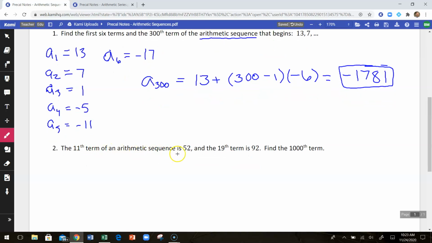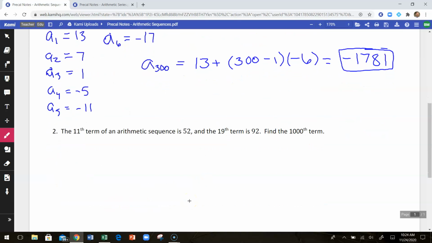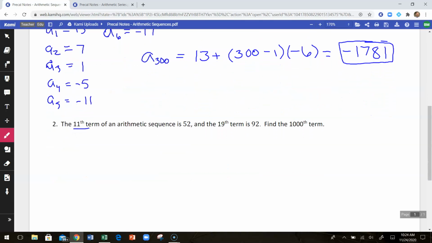Okay, the 11th term of an arithmetic sequence is 52. The 19th term is 92. Find the 1000th term. So if I'm trying to find the 1000th term, I would love to use this formula to do so. However, I currently don't know what a is. I don't know what the beginning term of this sequence is. I do know n. N is 1000 because that's the term number I want to find. And I also don't know d. I don't know the common difference. Like, what am I adding or subtracting each time? I know it's a positive value because I go from 52 to 92, but how do I figure that out, right? So I'm going to use each one of these pieces of information to write that formula for that term.